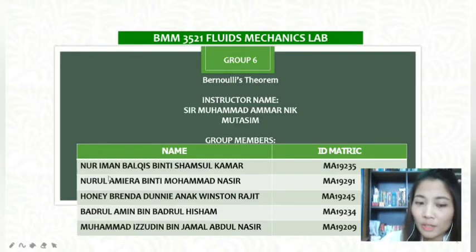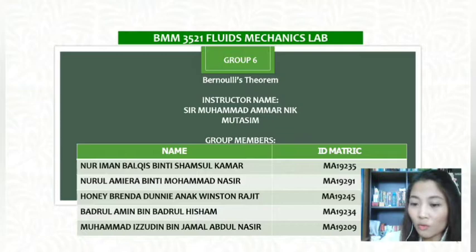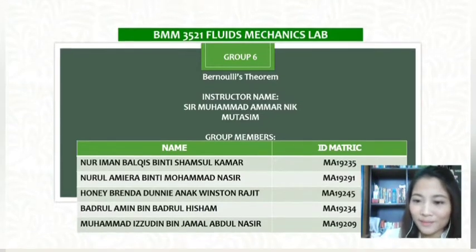First of all, let me introduce Nur Iman Balkis binti Shamsul Kamar with an ID of MA19235, and then Nurul Amira binti Muhammad Nasir MA19291, myself Hani Bernaduni anak Winston Rajid MA19245, and then Badrul Amin bin Badrul Hisham MA19235, and the last one would be Muhammad Izzuddin bin Jamal Abdul Nasir MA19209. First, it will start off with the introduction by Nur Iman Balkis binti Shamsul Kamar.